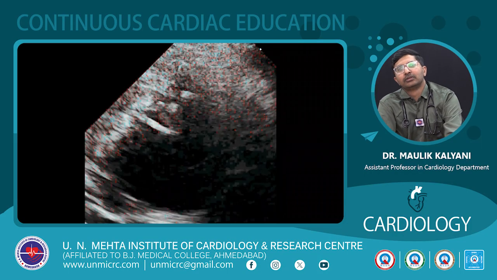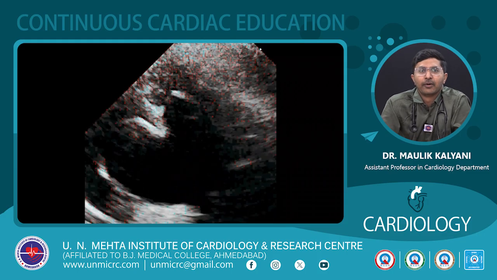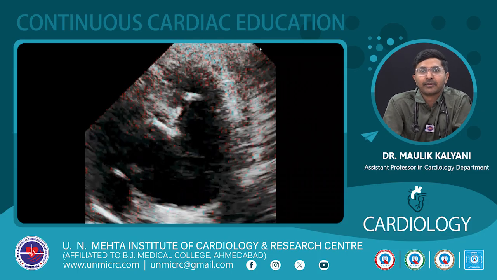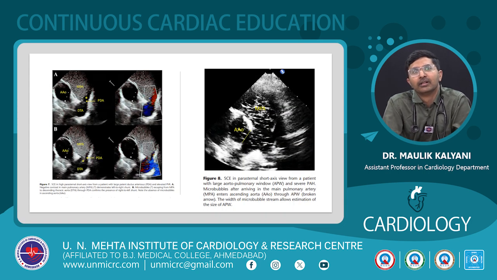So this suggests two things. First, there is a connection, and this is the large AP window between the aorta and the MPA. And second, the shunt is right to left. That suggests that the patient is having severe PH, and this is a case of Eisenmenger syndrome.